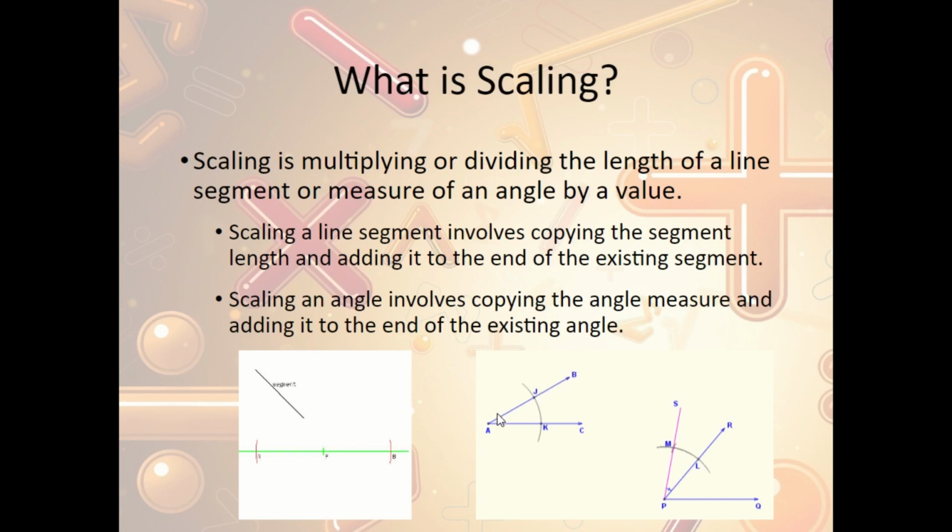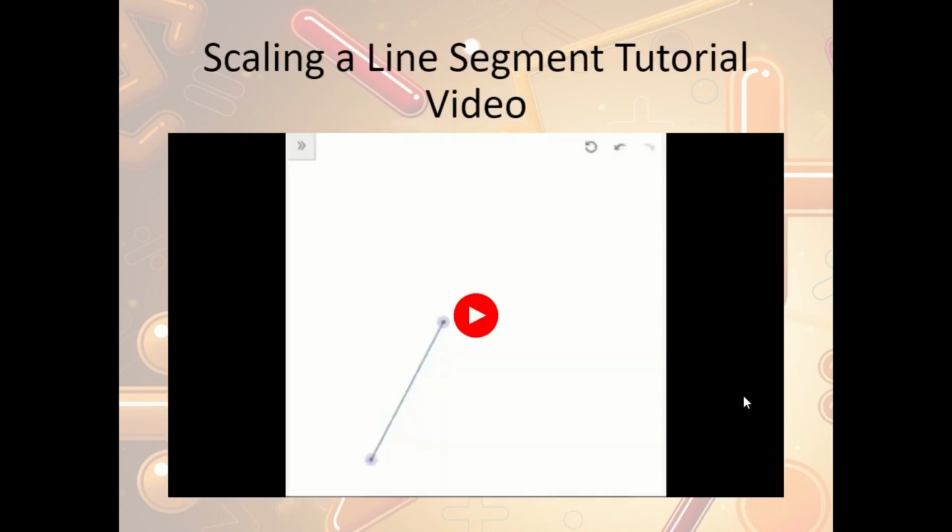Now here, with an angle, we have an angle that we start with, and here it is again. And then if we copy that angle on top of the existing one, now we have an angle that's exactly twice what we started with. Now here's a video showing you how to scale a line segment using Desmos. So go ahead and watch that video now.